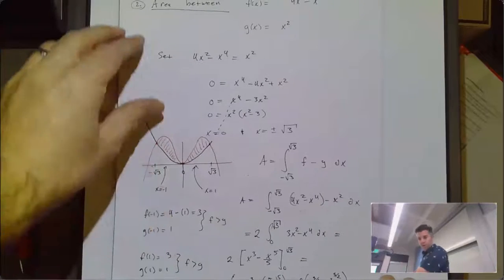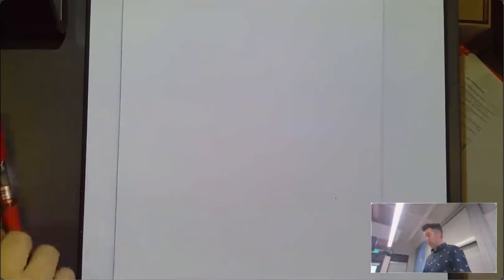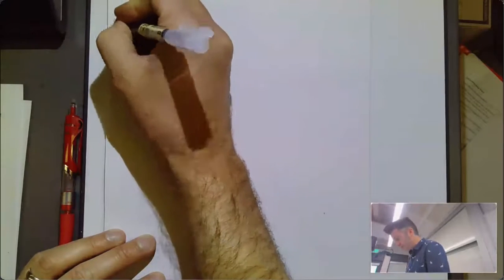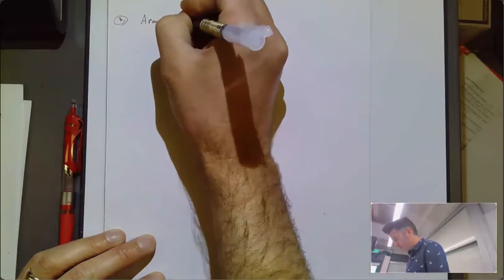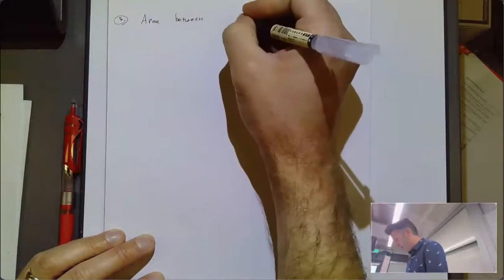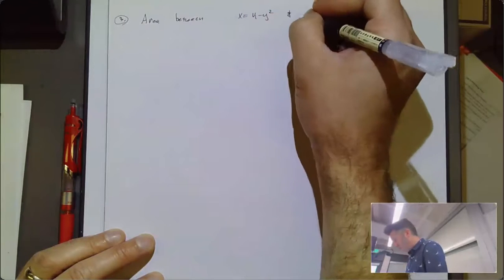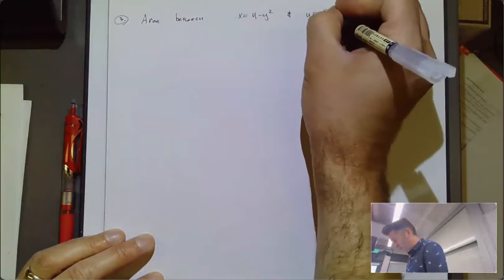Okay. Sometimes we need to do something different. Let's say I want to find the area between x equal to 4 minus y squared and y equal to x divided by 3.